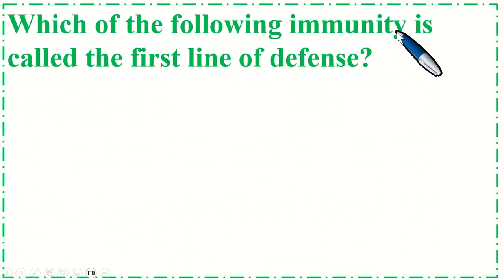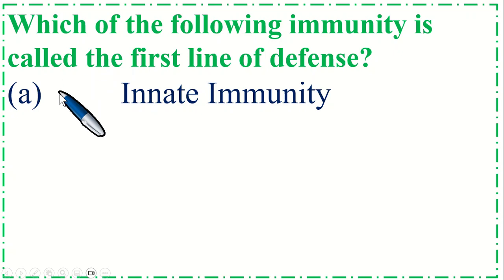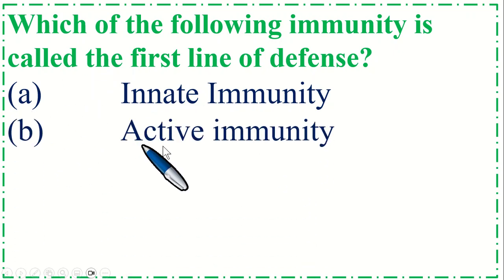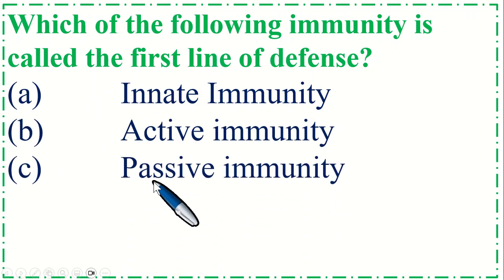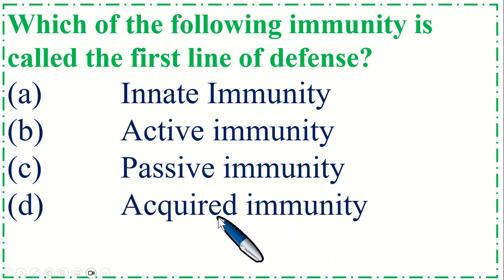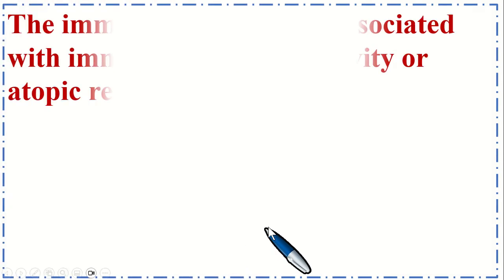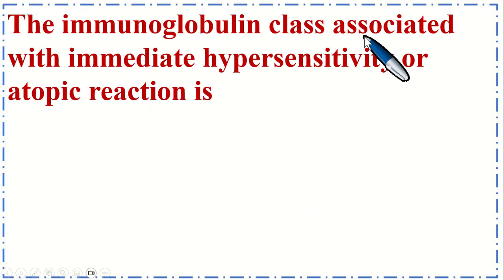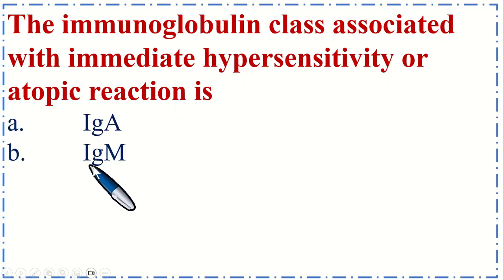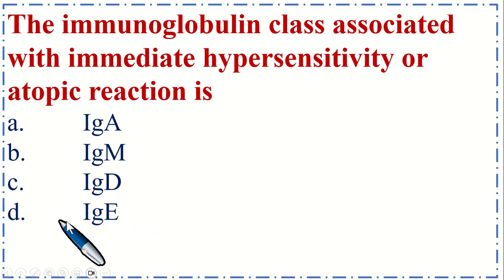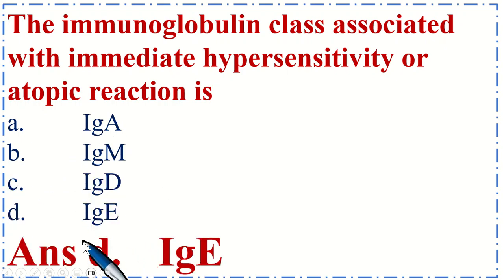Which of the following immunity is called the first line of defense? Option A, innate immunity, B, active immunity, C, passive immunity, and option D, acquired immunity. So the correct option is A, innate immunity. The immunoglobulin class associated with immediate hypersensitivity or atopic reaction is option A, IgA, B, IgM, C, IgD, and option D, IgE. So the correct option is D, IgE.